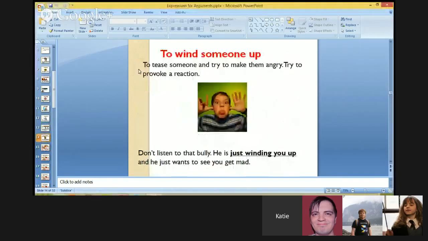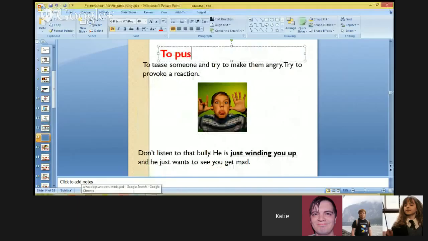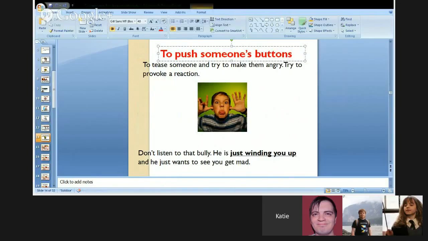And actually, a better expression for this one is to push someone's buttons. So if you push someone's buttons, it's like you're trying to make someone angry on purpose. So for example, if you have a brother or a sister and you're teasing them and trying to annoy them just so that they blow up on you, you are pushing their buttons. So have you guys ever pushed someone's buttons before, just to try to see if they get angry?